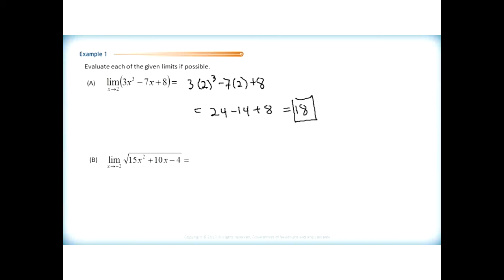And for the last one, we could apply the limit law here that says that the limit of a root, or of a radical, would be the root of the limit.